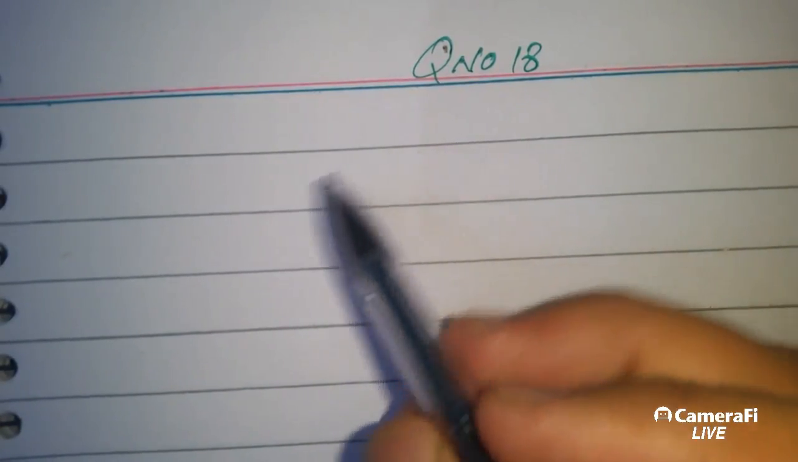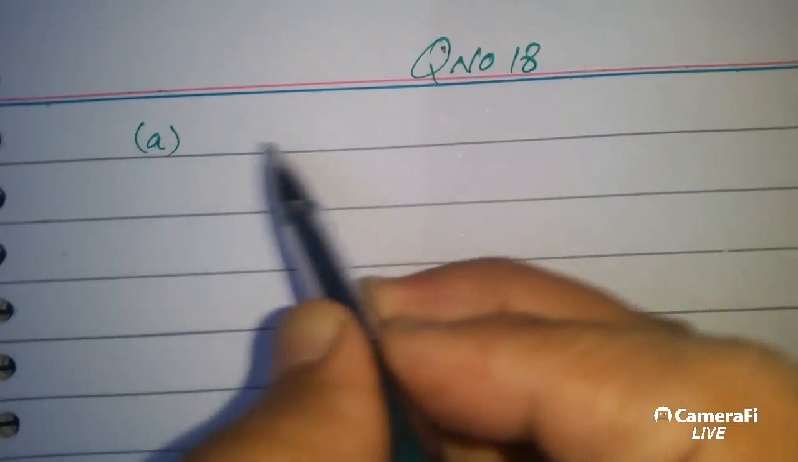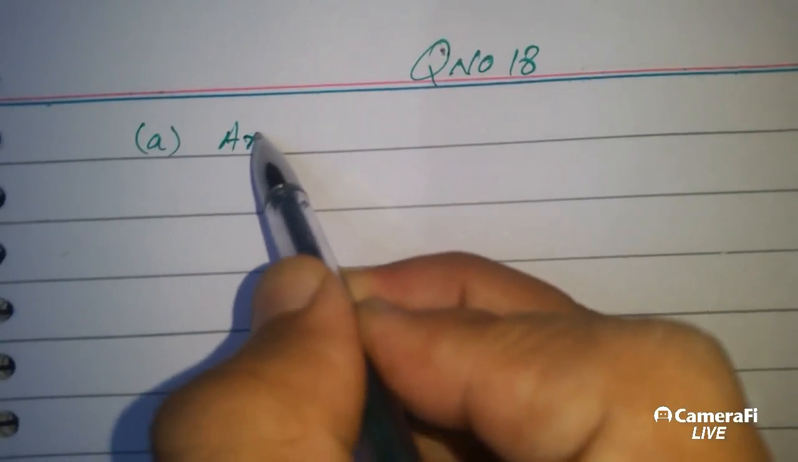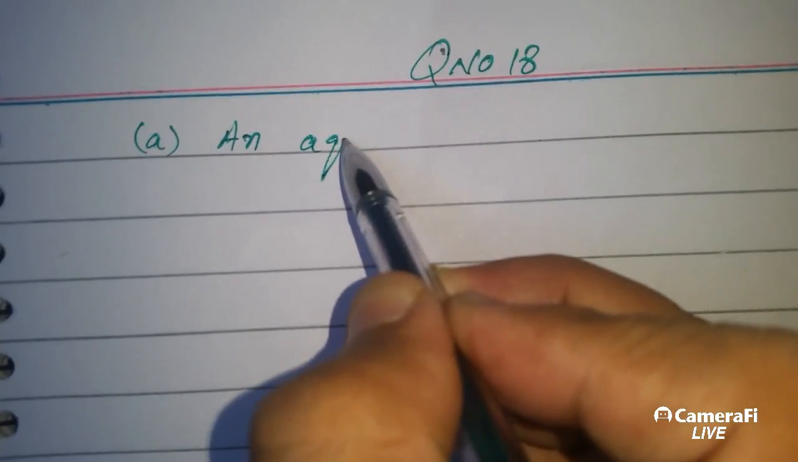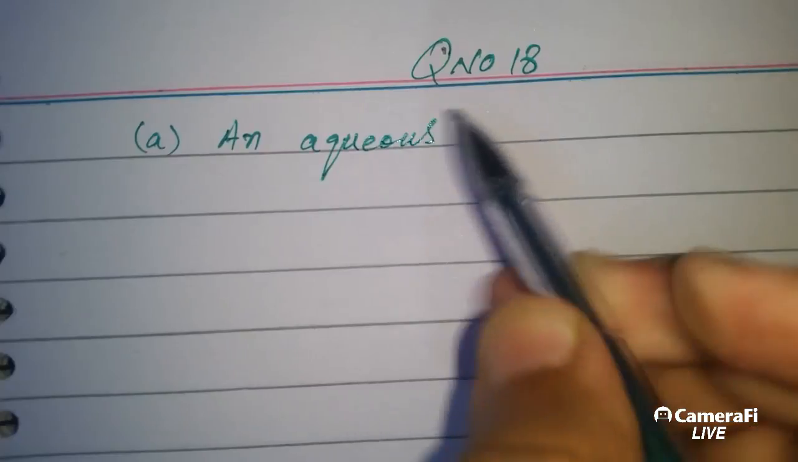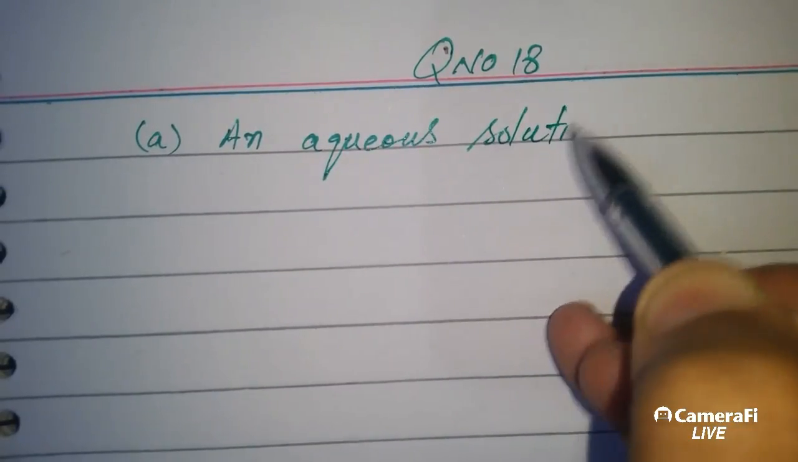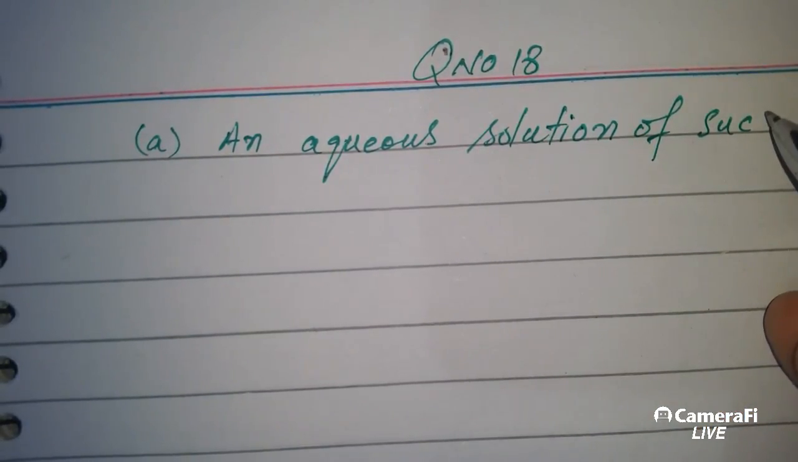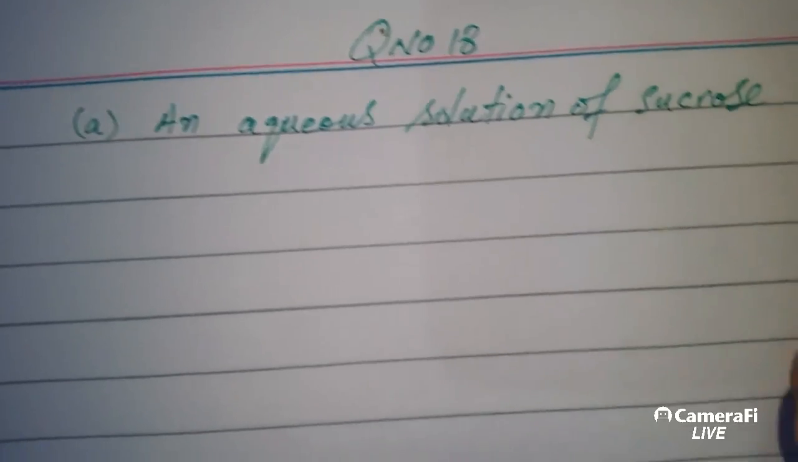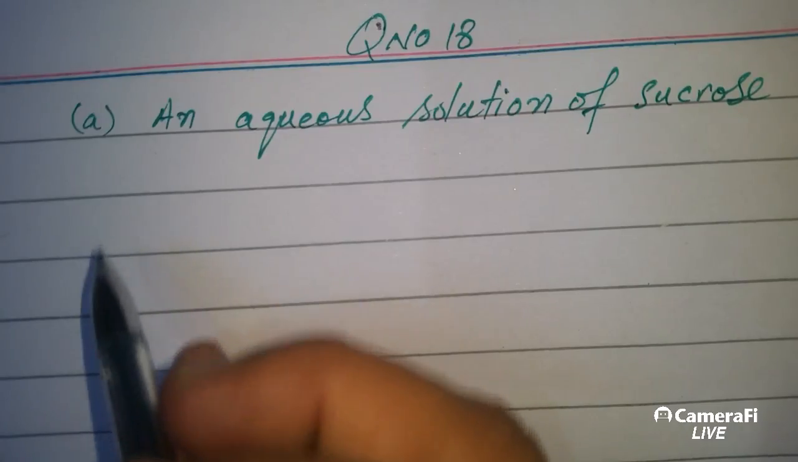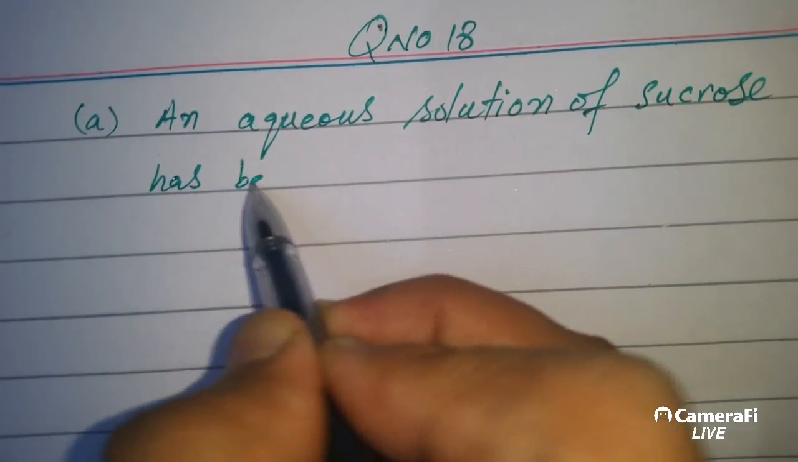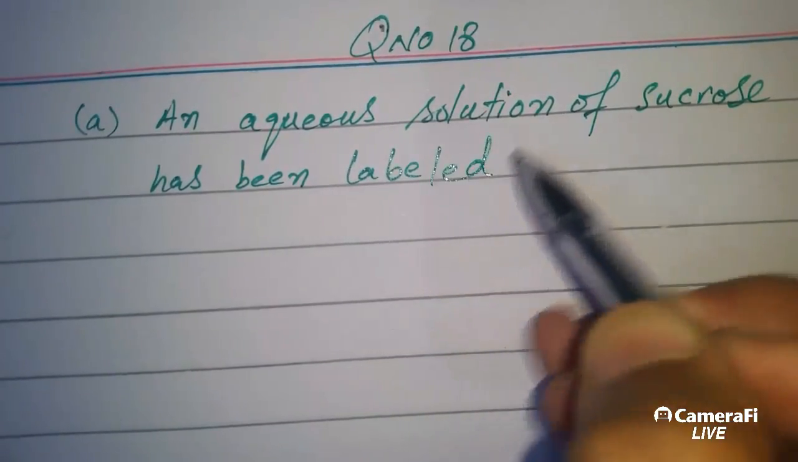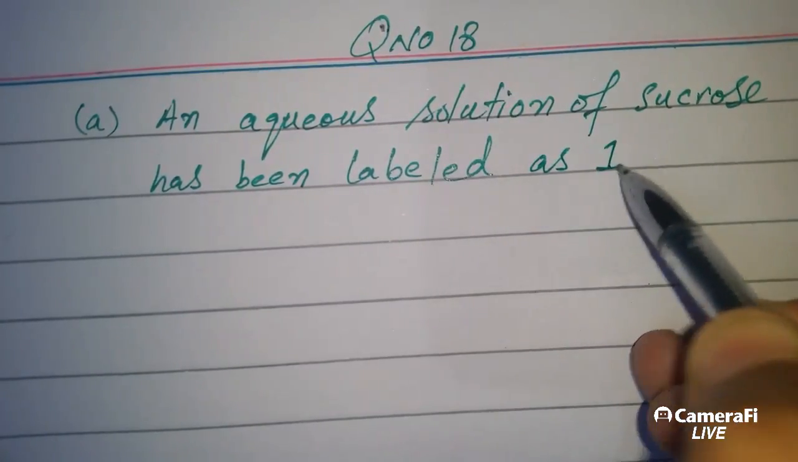And the question is, A part: an aqueous solution of sucrose has been labeled as 1 molal.